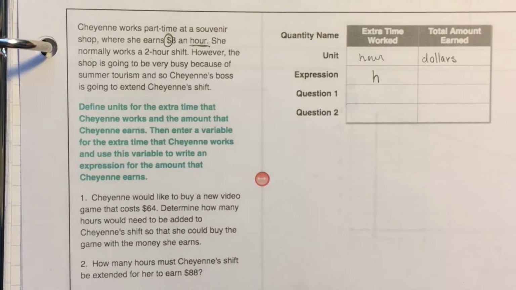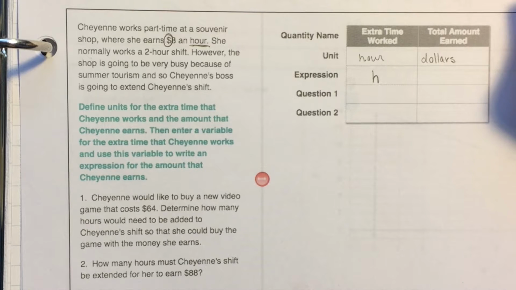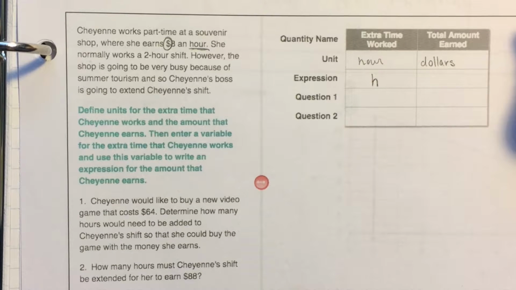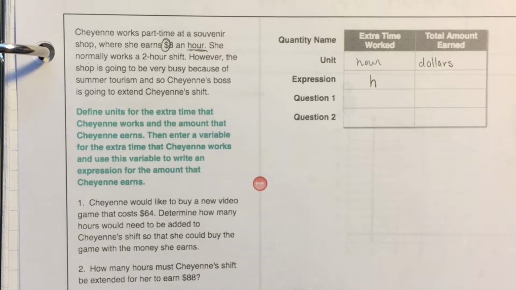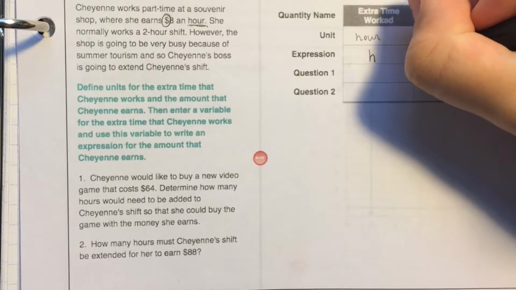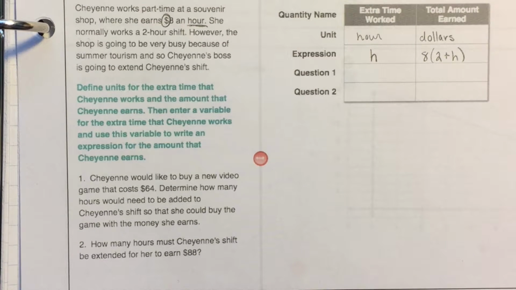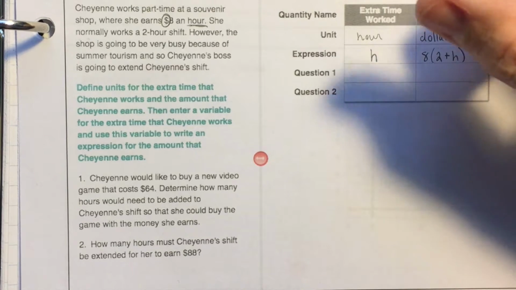So my hours I can represent with the variable H. Dollars can be D, it can be X, whatever you want to use. Normally she works $8 for every hour, but we're not counting that initial 2-hour shift. We're going to remove that so that we only calculate what she earns above and beyond her normal shift. So that equation is going to look like 8 times 2 plus H. We're talking about the hours plus the 2 additional hour shift.